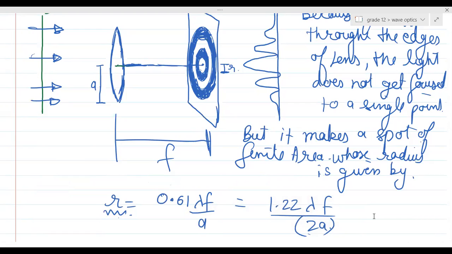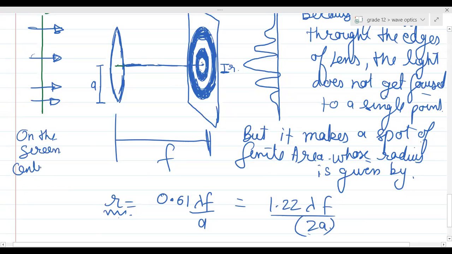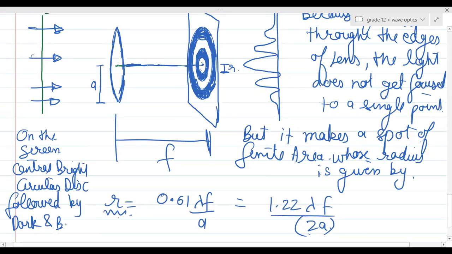The derivation is not there in the syllabus, but see the result. Can you see a central bright region on the focal plane? And then there are concentric dark and bright rings, right? A central bright circular disk followed by dark and bright rings. So this is the pattern which gets formed.